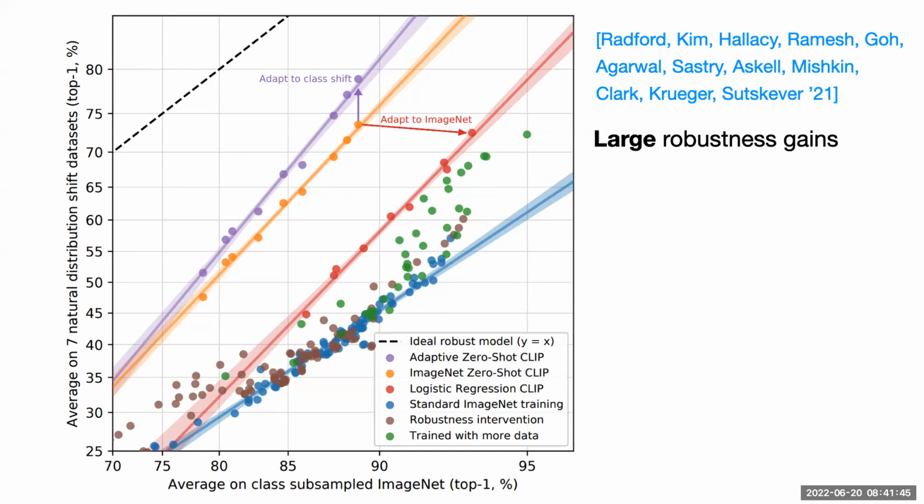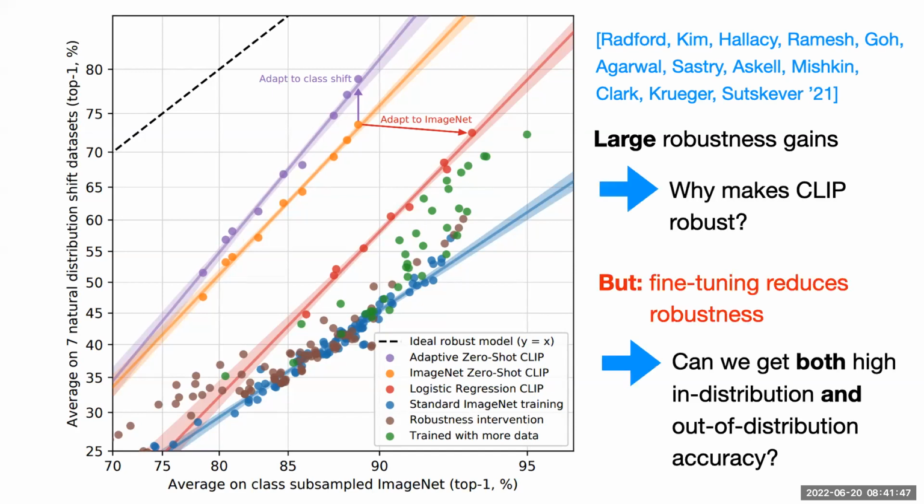And this raised many interesting questions. One of them is just: what makes CLIP so robust? And the other: can you improve fine-tuning? Because there's a catch in all of this.